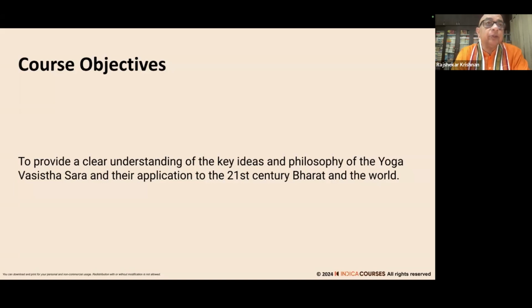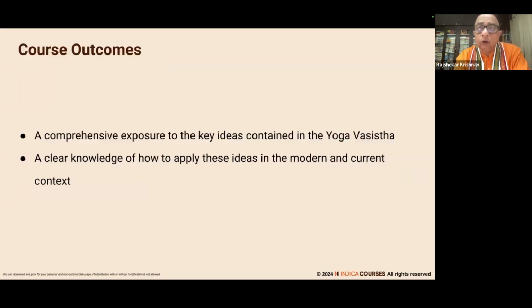But unless the leaders of society like you who are here in this introductory session get some of the clearer ideas, you'll be able to help yourself in the first place, as well as help secure the future of this nation, which is crucial for the world in many, many ways. So that's the course objective. And the outcome is, like the objective, to provide a comprehensive exposure and a very clear knowledge of how to apply these ideas in the modern and current context.